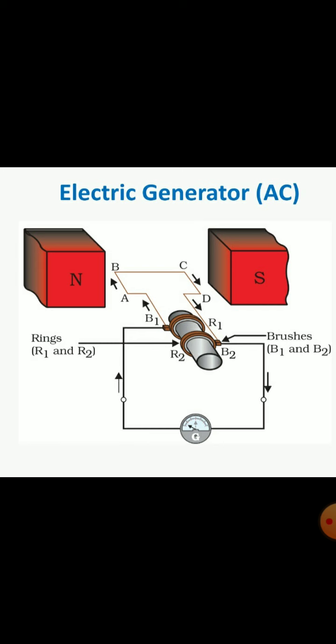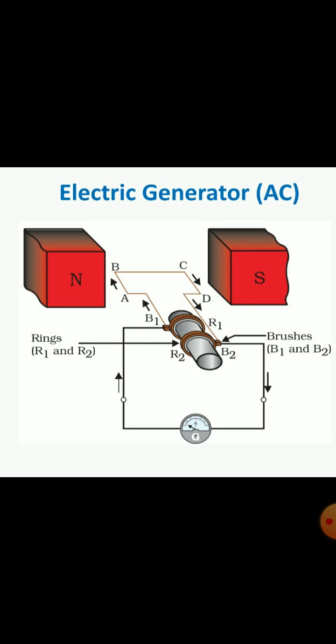The two conducting stationary brushes B1 and B2 are pressed separately on the rings R1 and R2. So the next component we have is brushes B1 and B2. Now, how are they connected? Are they connected with the same ring? No. B1 brush is connected to ring R1 and B2 brush is connected to ring R2.